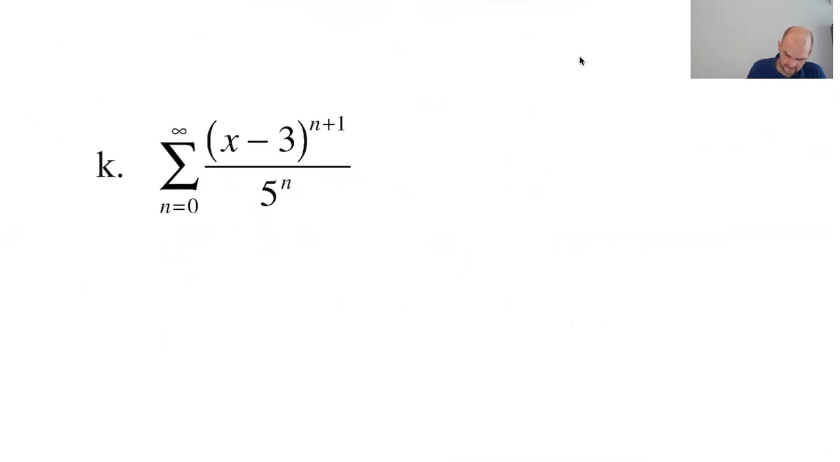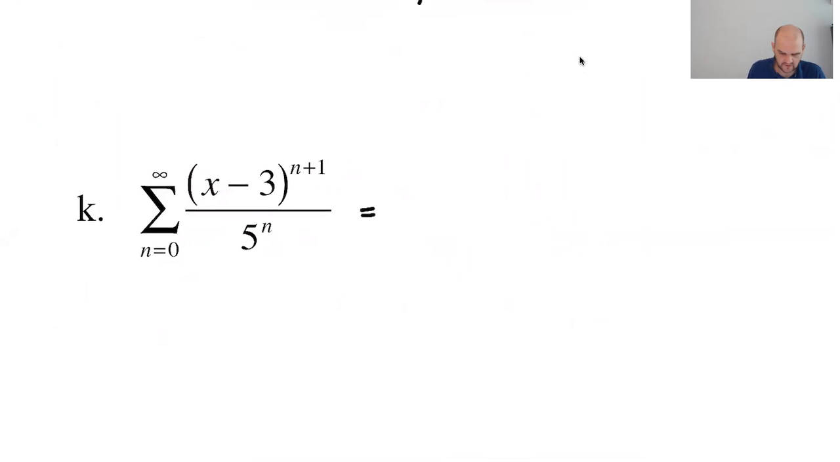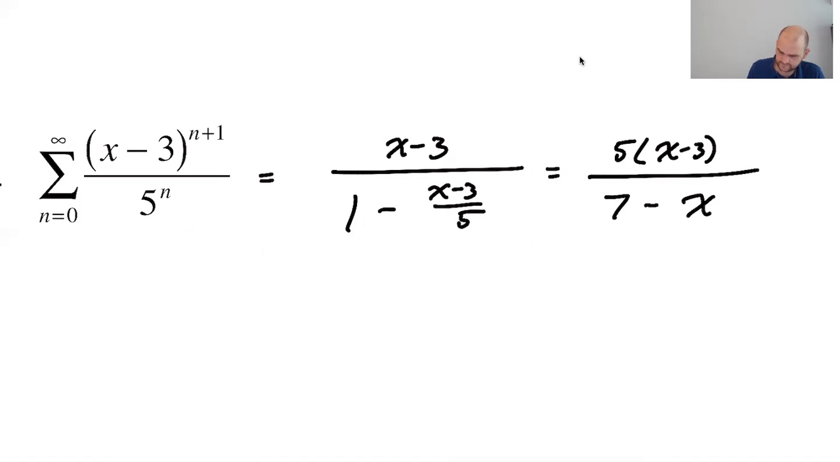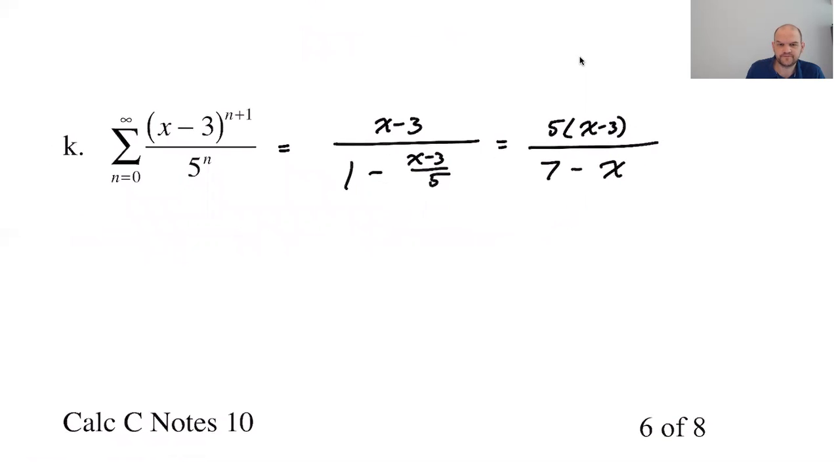And then here, this is geometric, so we can just do first over 1 minus the ratio, and then the ratio is x minus 3 over 5. So the first term, plug in 0, and you get x minus 3 over 1. So x minus 3 over 1 minus the ratio, x minus 3 over 5. And then you can simplify that. 5 times x minus 3. You get 5 minus x plus 3. 5 plus 3 is 7 minus x. Gross. I'm not even convinced that's right. Well, 5 minus x plus 3. 5 plus 3 is not exactly 7.